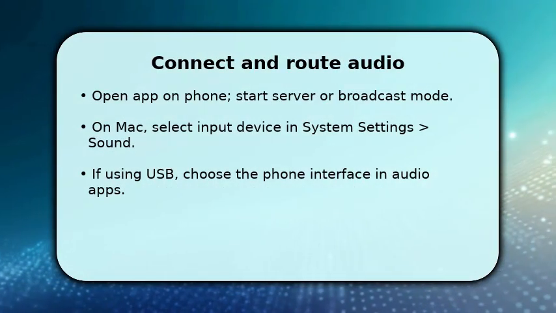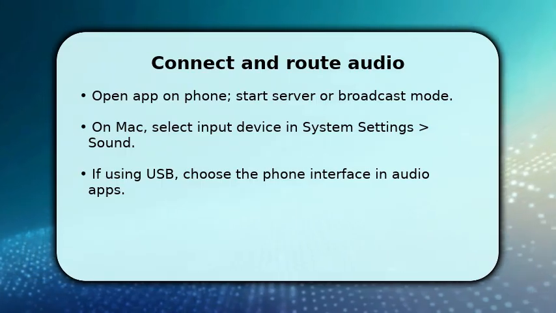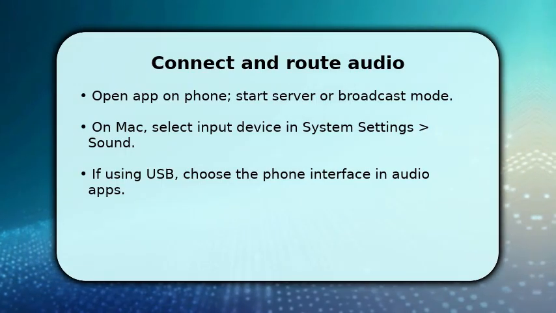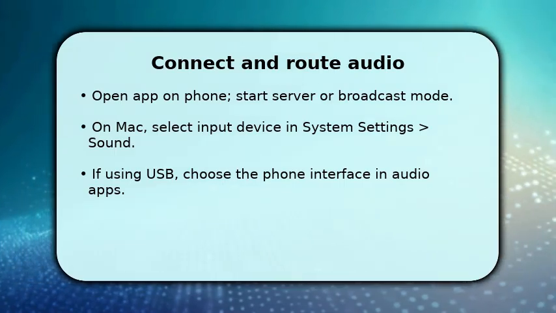Now connect and route audio so your Mac hears the phone. Open the phone app and start the server or broadcast. Note the IP and port if shown. On the Mac, open System Settings, then Sound and pick the new phone device as input.